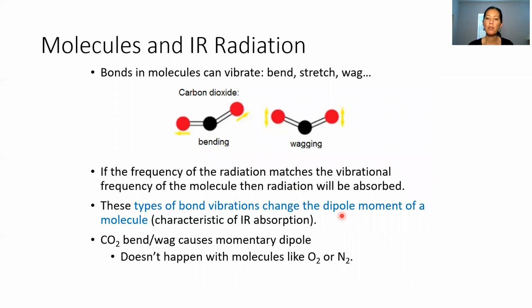So just to tie this in with something else that you may have noticed during one of your labs, these sort of bond vibrations can change the dipole moment of a molecule. Because if you have a polar molecule, you're bending, stretching, amplifying that. But also, if you have a nonpolar molecule, look at this, carbon dioxide is nonpolar, but it's a three-bodied system, meaning there are three atoms. So if I bend it, I make it asymmetric. So it can have this momentary dipole. I point that out because these types of bond vibrations change the dipole moment. This is characteristic of IR absorption.